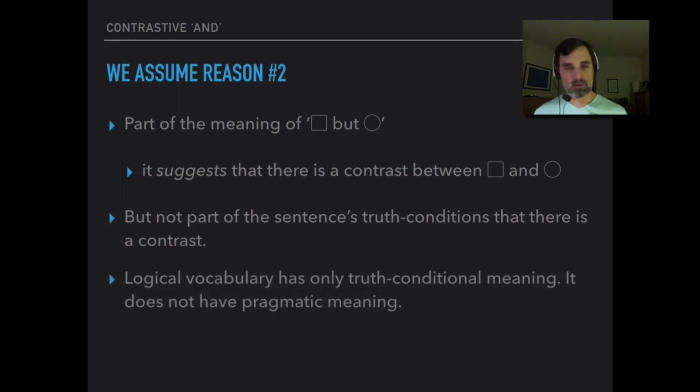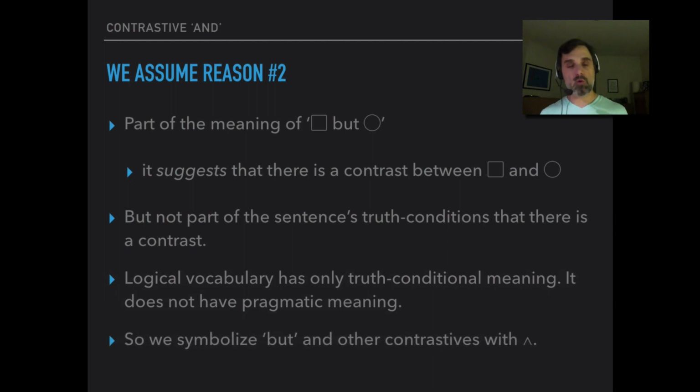And our logical vocabulary doesn't have pragmatic meaning. It only has truth conditional meaning. And so, as far as the truth conditions go, box but circle and box and circle or box wedge circle all mean the same thing. So we're going to say, okay, there's this suggestion of a contrast with words like but that's not part of its truth conditions, and we're only trying to capture truth conditions, and so we're going to go ahead and symbolize but and other contrastives with the and symbol, just like we symbolize and.